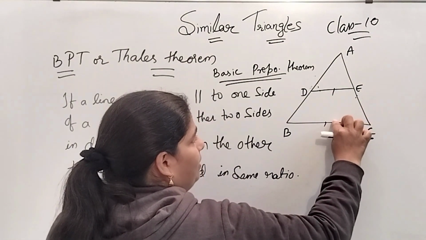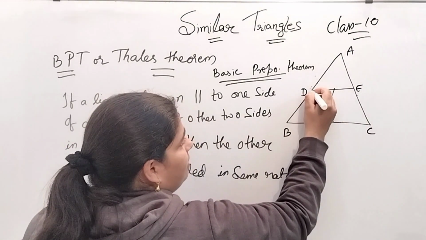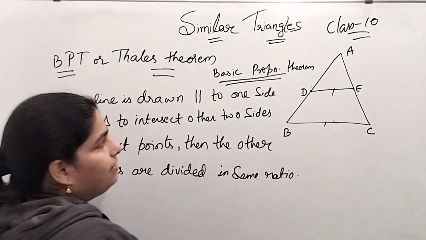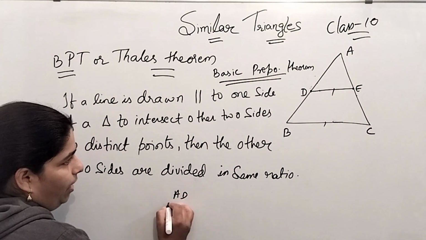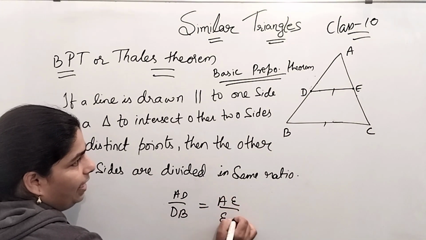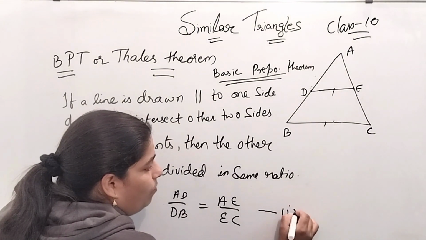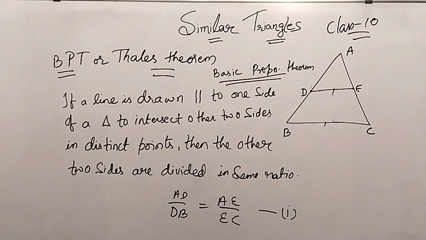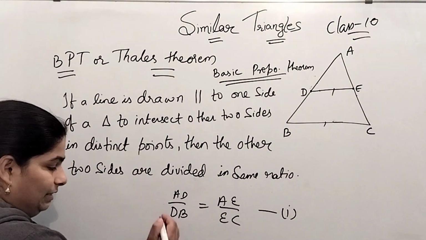Okay. So now here I have drawn DE parallel to BC. Then DE is a line which is intersecting AB and AC at D and E. Now, which ratio will be equal? AD by DB is equal to AE by EC. This is the first and most important result of this theorem. Okay, there are some other corollaries also. What are those? Those are the results which are derived from this result.